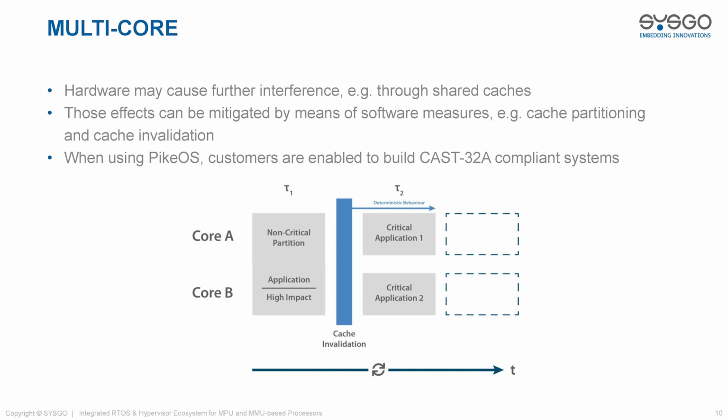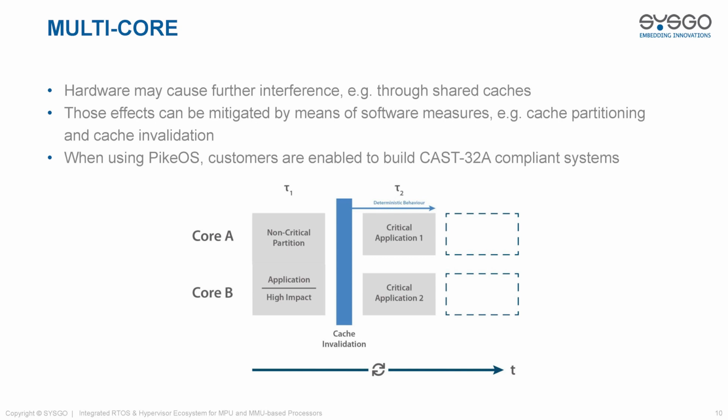Continuing in the multi-core context, hardware may cause further interference through shared caches. Those effects can be mitigated by means of software measures like cache partitioning and cache invalidation. And when using PikeOS, customers are enabled to build CAST-32 compliant systems.